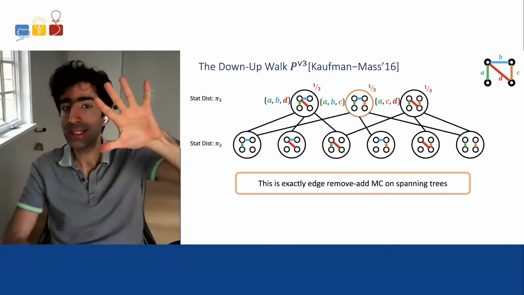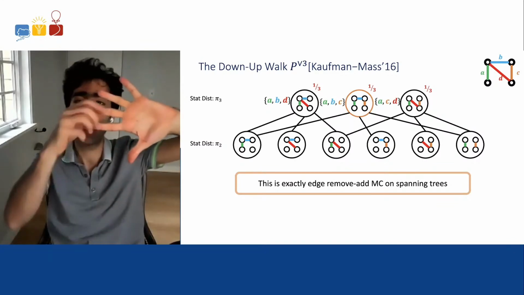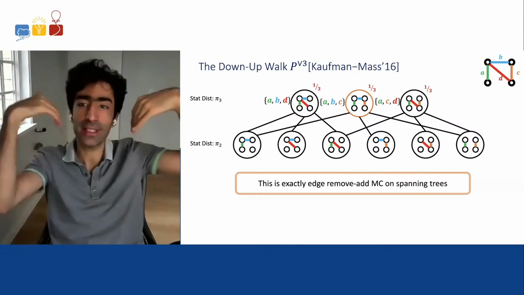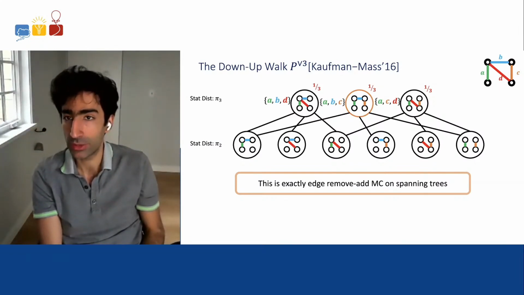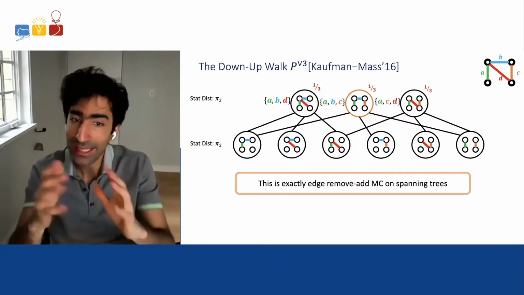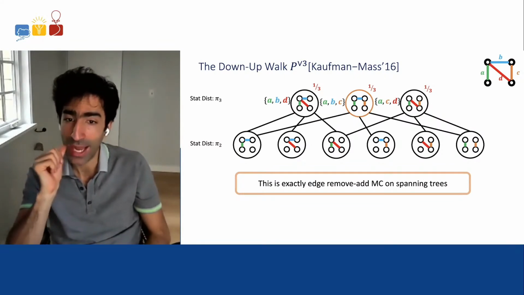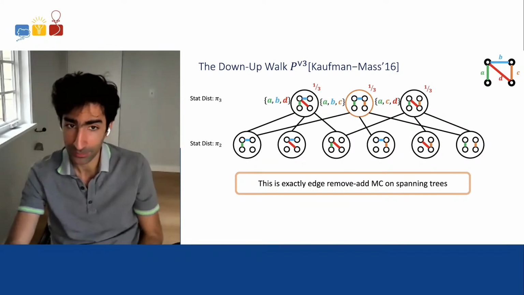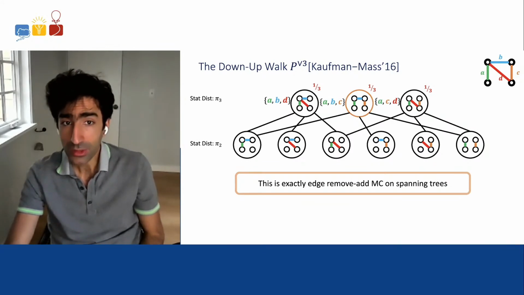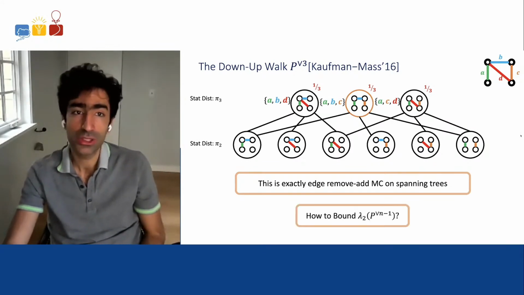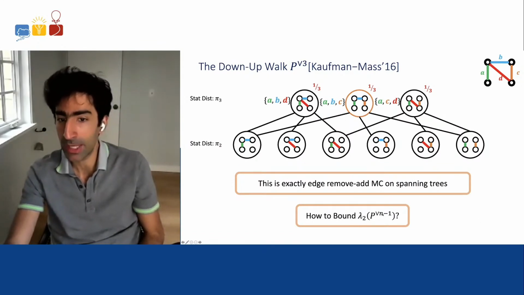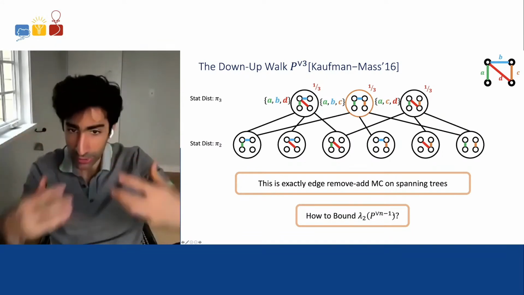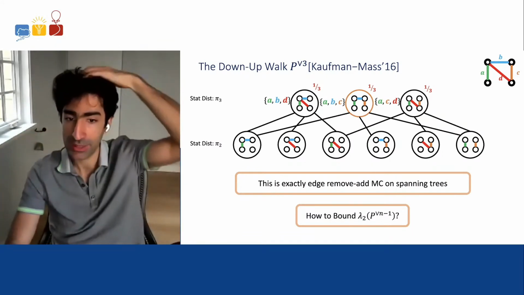Basically, all I'm doing is that each time I have a spanning tree, I delete a uniformly random edge, then I get a cut, and in that cut, I add a uniformly random edge from the cut. But that's exactly the remove-add Markov chain I talked to you about. So the main thing we need to figure out, I'm going to use this notation P down up 3, or in general P down up n-1, to denote this Markov chain, the remove-add Markov chain on spanning trees.